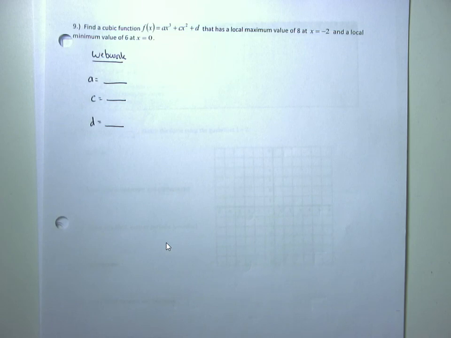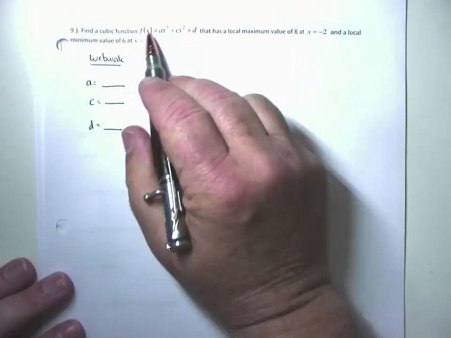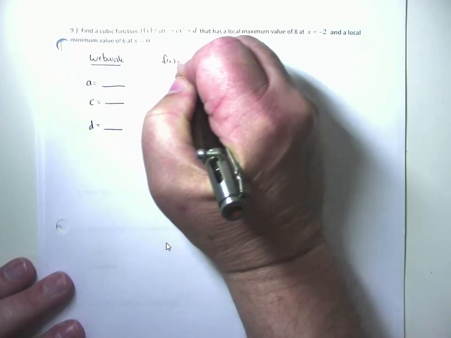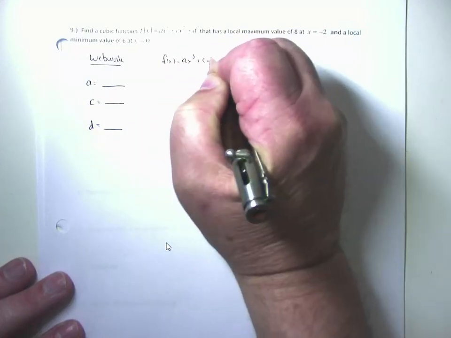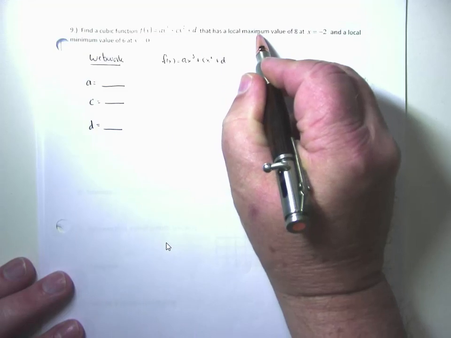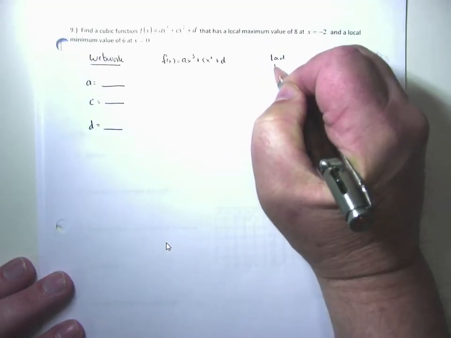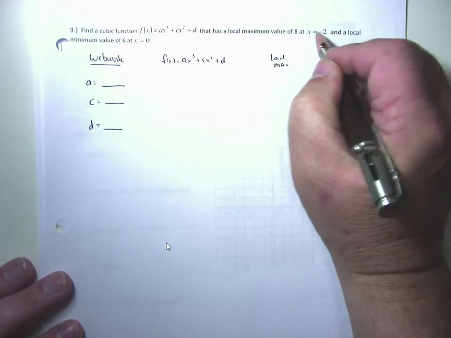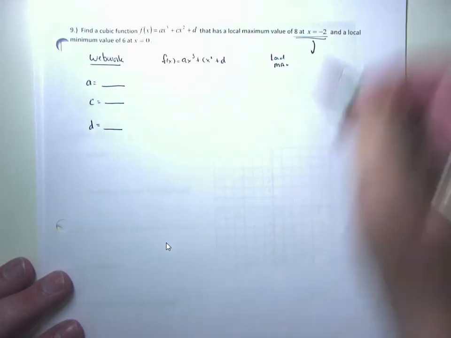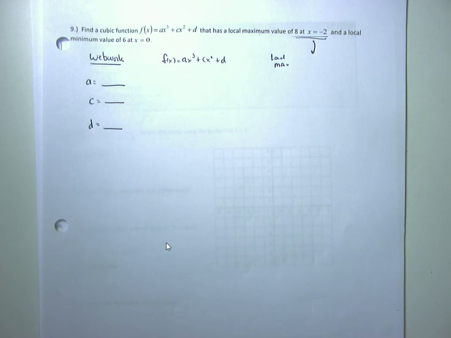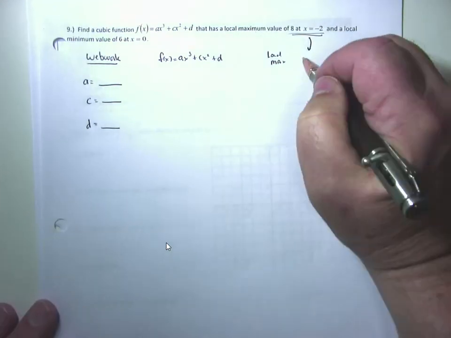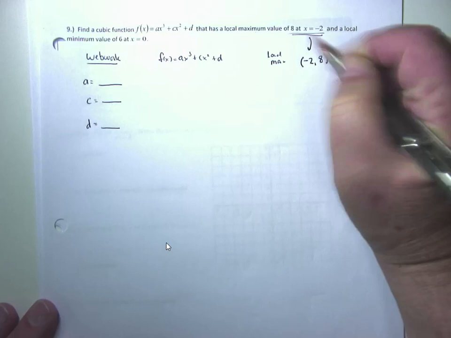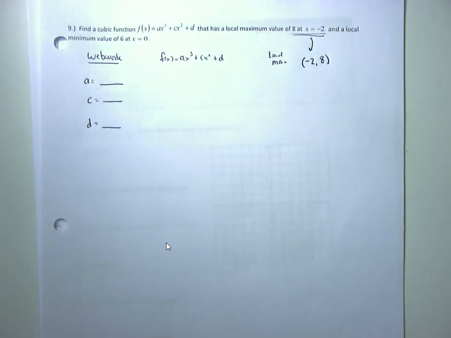Now, let me understand what we got here. This weird function, f of x equals ax cubed plus cx squared plus d, has a local maximum, local max, of 8 at x equals negative 2. Now, I'm going to put that into context. What does it mean when you talk about the value? That's the y-coordinate. It occurs at the x-coordinate. So when we have a local maximum at the point negative 2, 8. Remember, the value is your y-coordinate. Does that make sense?